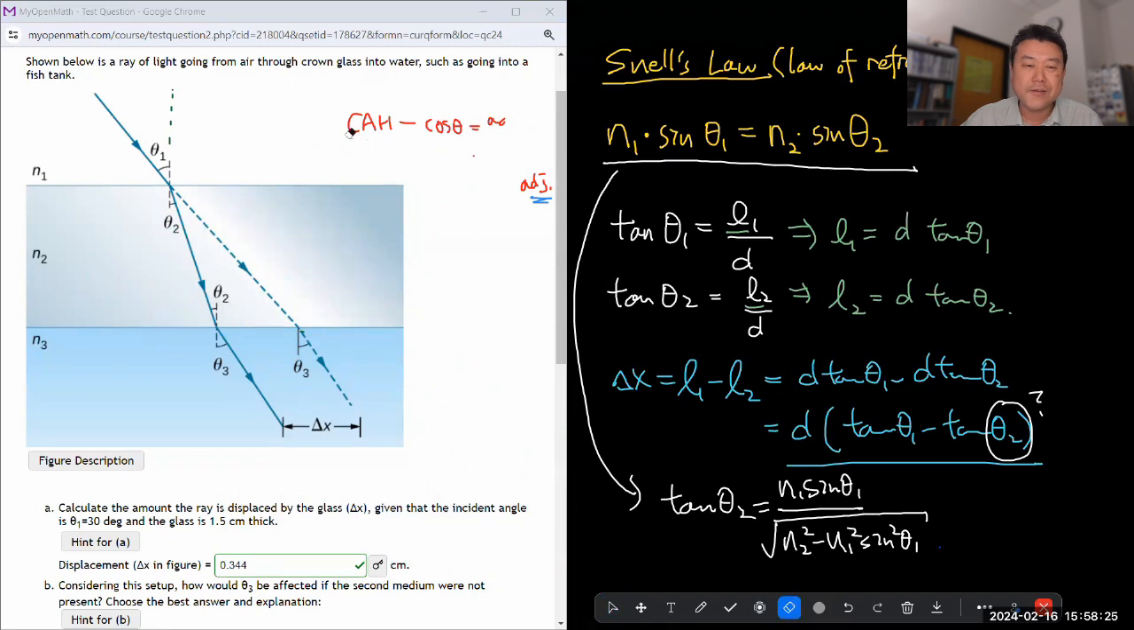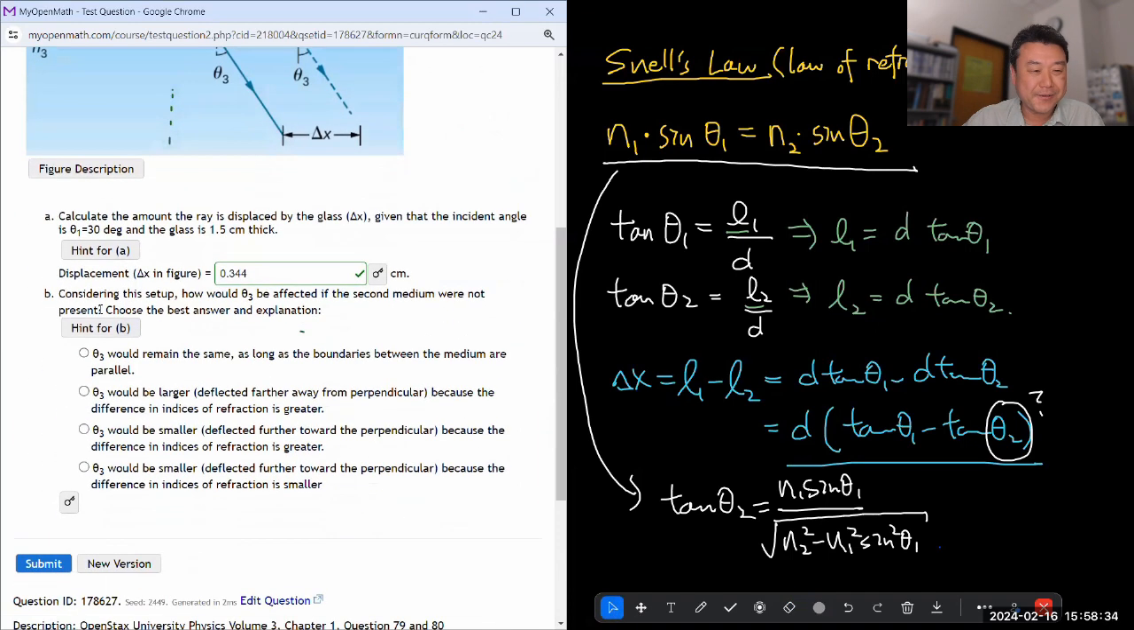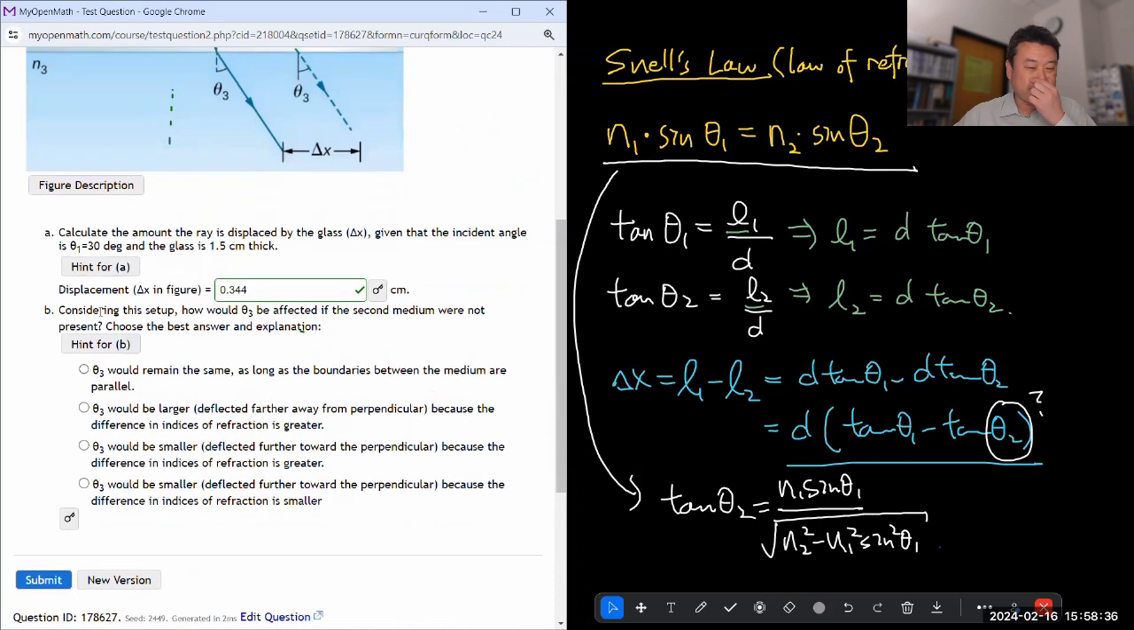And you have an infinite number of tries, so you could get the correct answer by just guessing, but that wouldn't have helped you learn physics. So okay, you have all these choices. And the answer I have to tell you, the correct answer, is to say that theta 3 would remain the same, that it doesn't change.